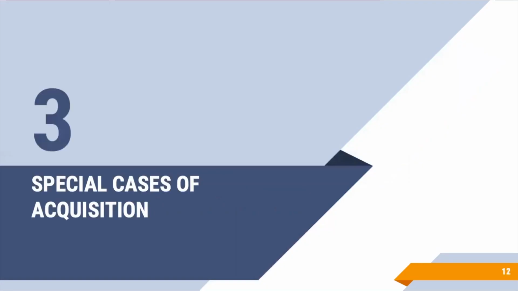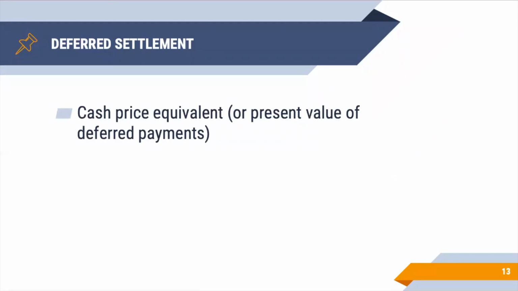So what if there are special cases of acquisition, not just a normal purchase of a PPE item? We'll talk about them one by one. First, what if there is a deferred settlement? So what if the PPE item you bought was on credit? If it's a deferred settlement, you use the cash price equivalent or the present value of deferred payments. So first, if there is a given cash price equivalent, use that. If there is none, we get the present value of your deferred or future payments.